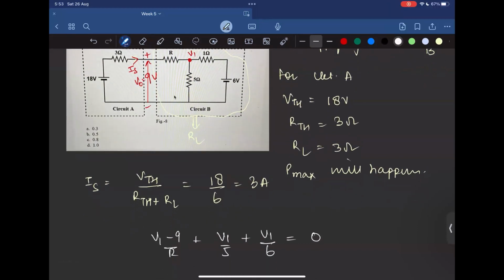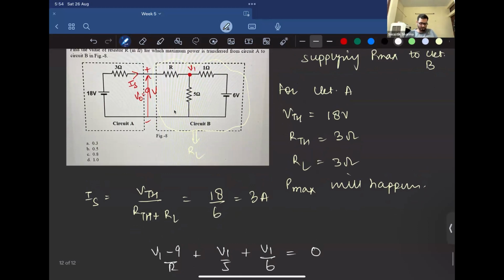Is this correct? No, I'm not understanding it. You're not understanding it. Okay, just a second. Let me do it like this.